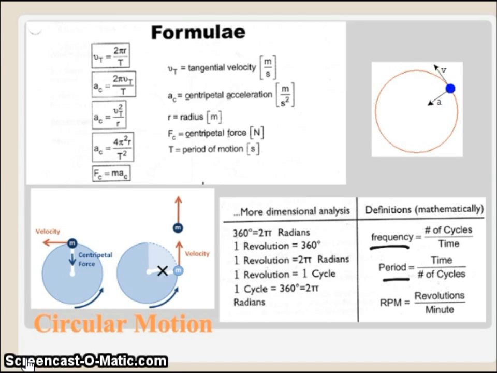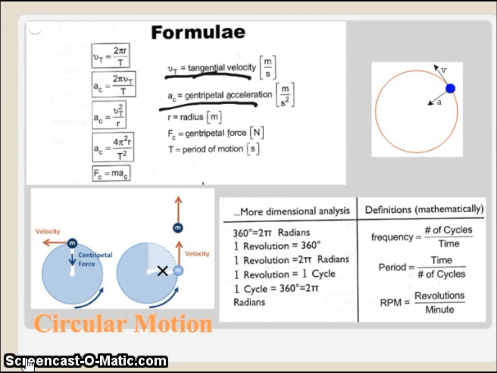And so frequency is the reciprocal. F, the lowercase f, is equal to 1 over T, which is the period. What it is then is the number of cycles per unit of time, usually revolutions per second, which is hertz.